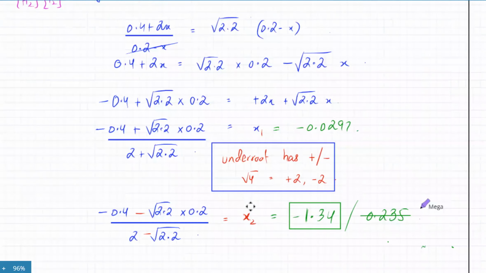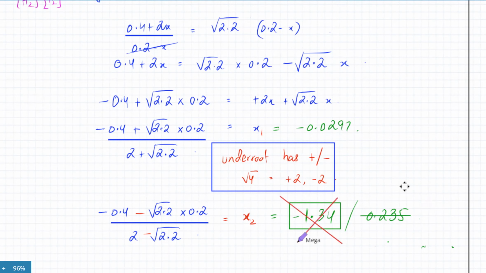Okay. Siddharth, did you do the first one? So I'm just assuming the first one is also correct. It looks correct. Yes, sir, it's correct. So you got two values, minus 1.34 and minus 0.0297. This value over here is the wrong value. And how did I figure out that this one is the wrong value, and this is the correct value?